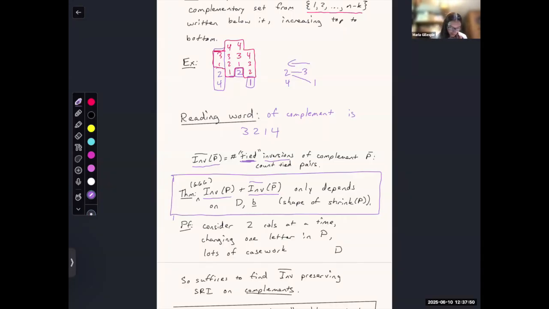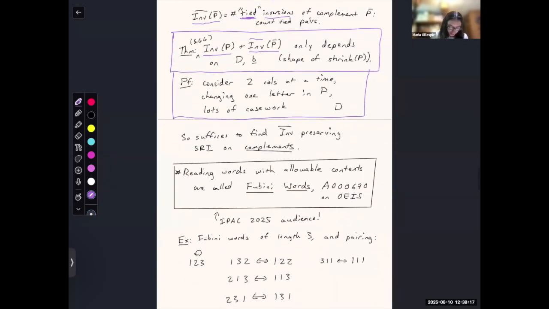I'm just going to say one word about the proof. We consider 2 columns at a time. We change one letter upstairs. We see how the letter downstairs changes. We compare all the invs that could possibly happen. Lots of casework. I believe there's 6 cases in the actual paper. So it's just a big mess, and you just work it out, and you can believe me. You can definitely read the details in the paper in that theorem. So that means it suffices to find these inv hat preserving sign reversing involutions on the complements.